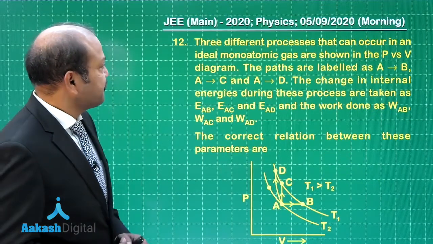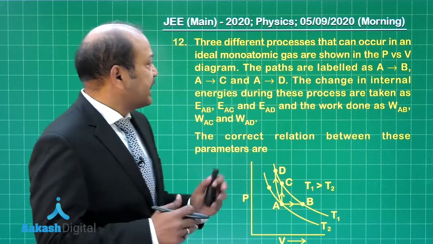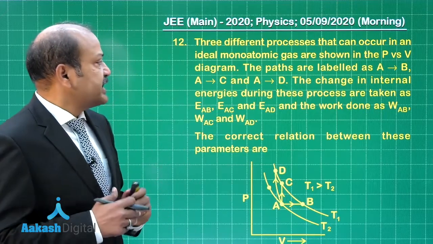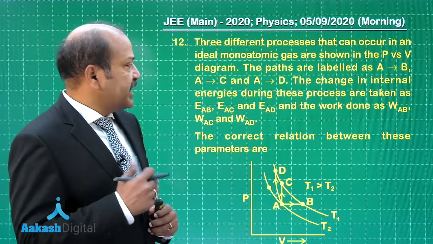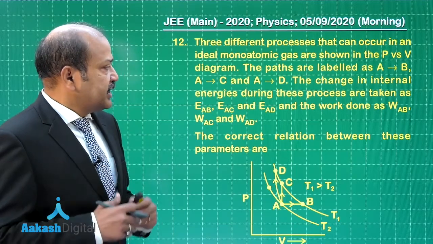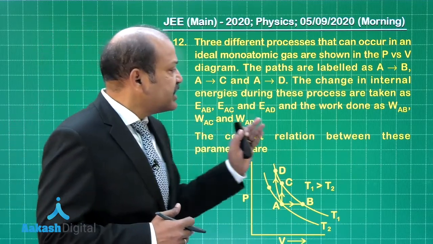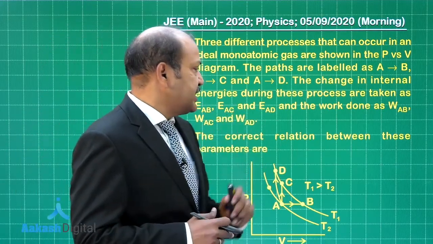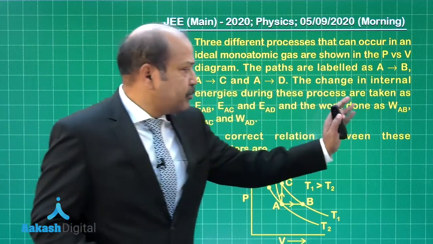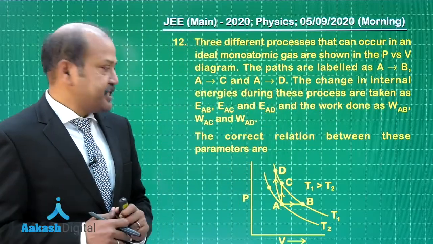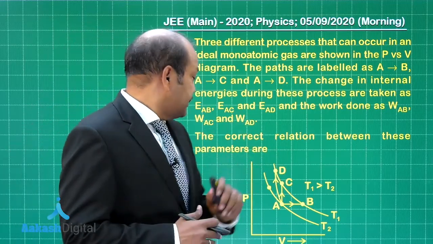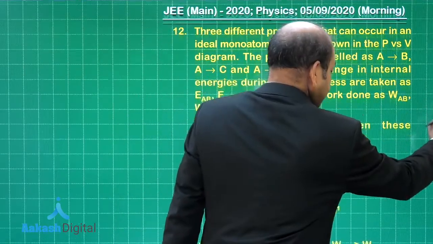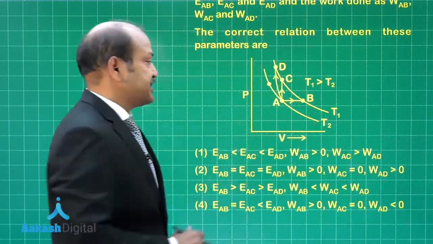Question 12 says, 3 different processes that can occur in an ideal monoatomic gas are shown in the P versus V diagram. The paths are labeled as AB, AC and AD. The changes in internal energies during these processes are taken as EAB, EAC and EAD, and the work done as WAB, WAC and WAD. Which is the correct relation between these parameters? That is what we are to find. And if we look at the options, these are the options.